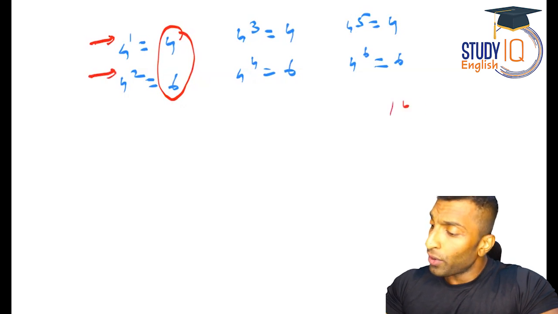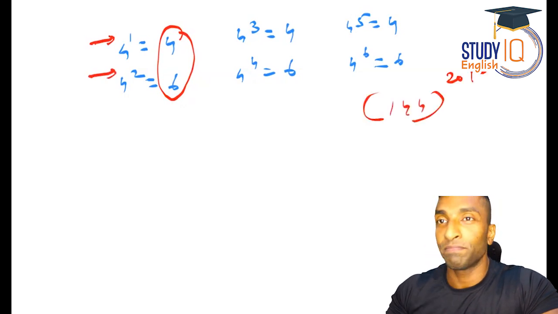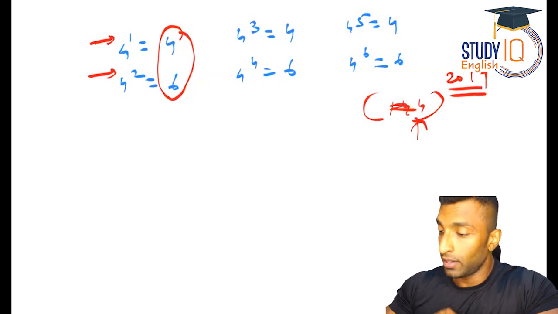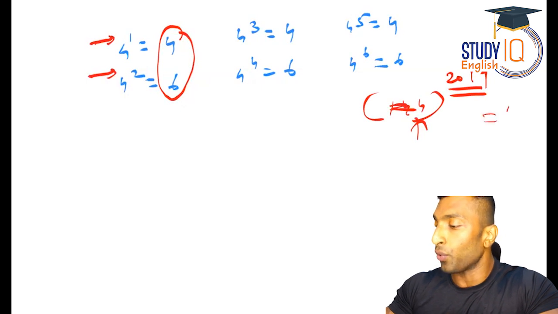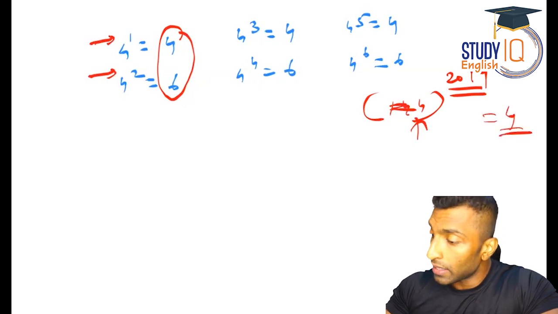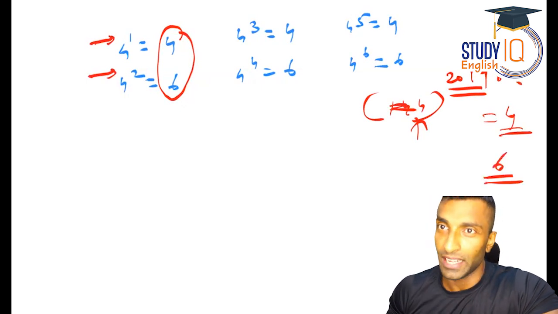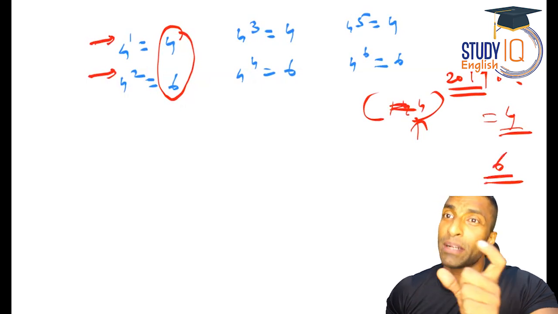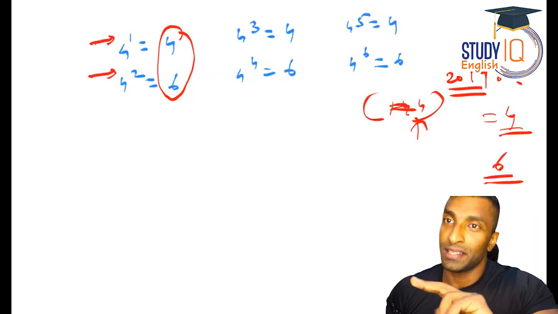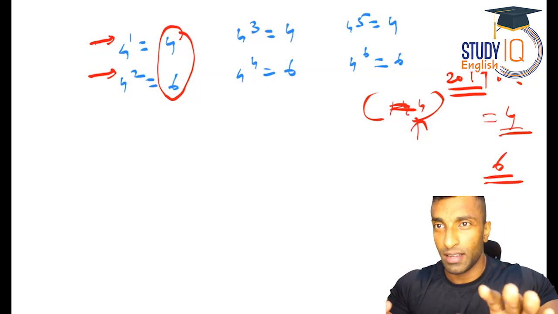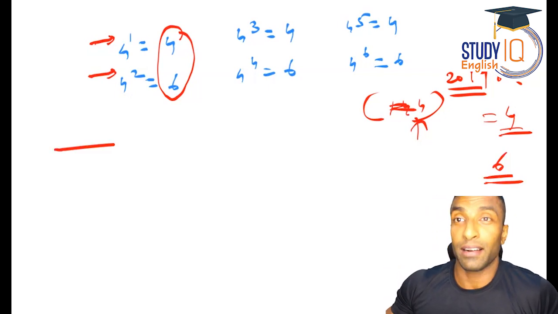So 144 raised to 2019. Number ending in 4, that's what we need. We don't consider this. Look for the power, odd or even. Odd. That means the answer is going to be 4. If it is 2098, now the power is even. What is your answer? 6. Correct? Very simple. If the number is ending in 4, either 4 or 6. If the power is odd, 4. If the power is even, 6. It's over. Okay. Now 9.